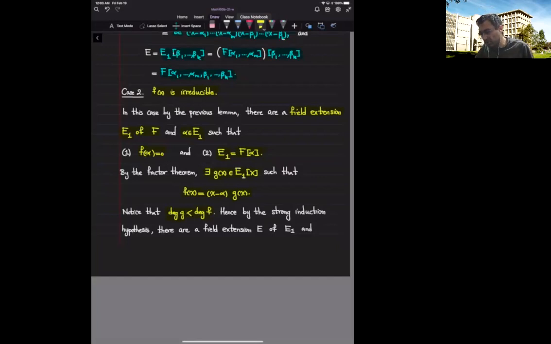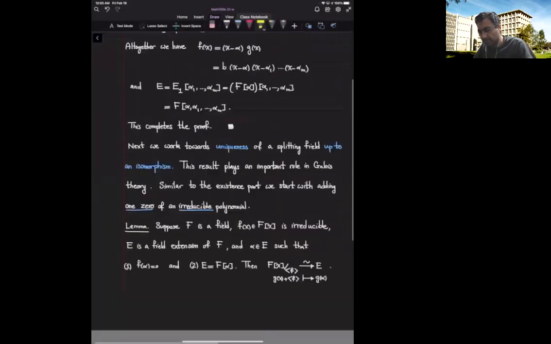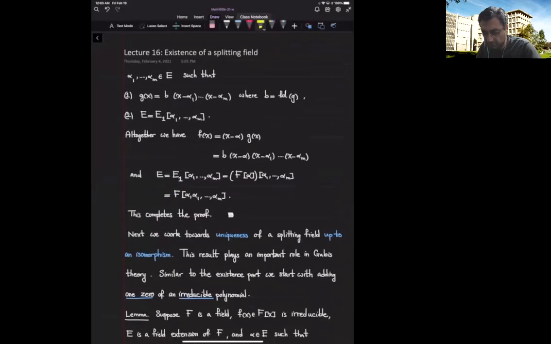And by the strong induction hypothesis, we can deduce that I can find some field extension, E, over which I can completely factor the polynomial g. So we can find this field extension, and alpha i is inside the field extension, such that first of all, the polynomial g can be factored completely into linear factors. And when I add these zeros to the base field E1, I get the entire field E.